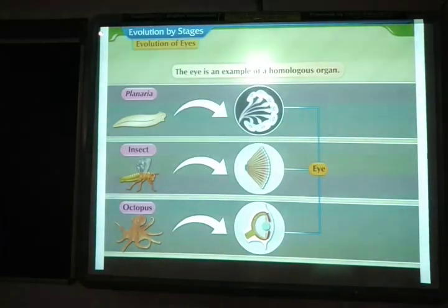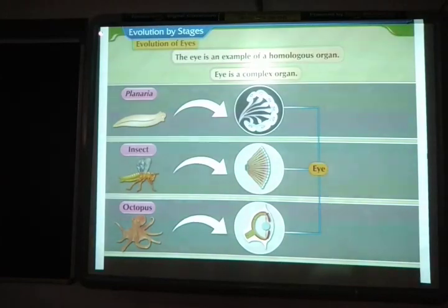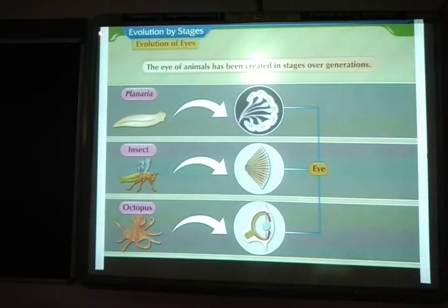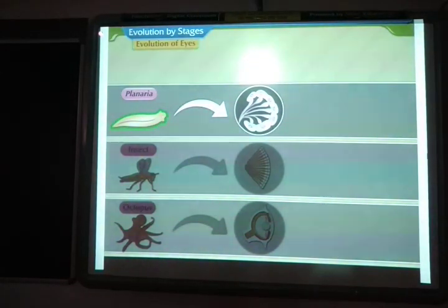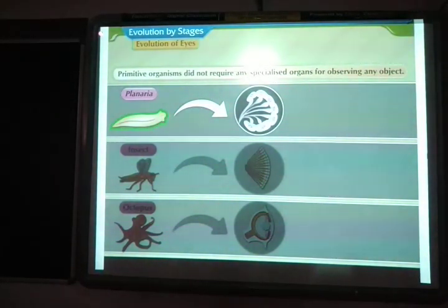Evolution of eyes. The eye is an example of a homologous organ. It is a complex organ. It has been created in stages over generations. The primitive organisms which existed on the earth were slow moving and smaller in size. They did not require any specialized organ for observing any object.